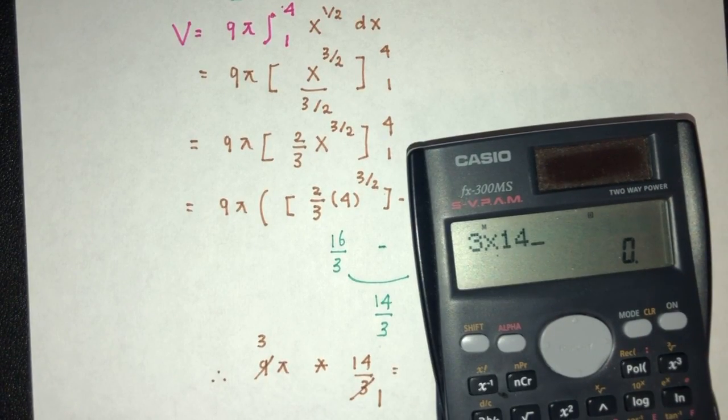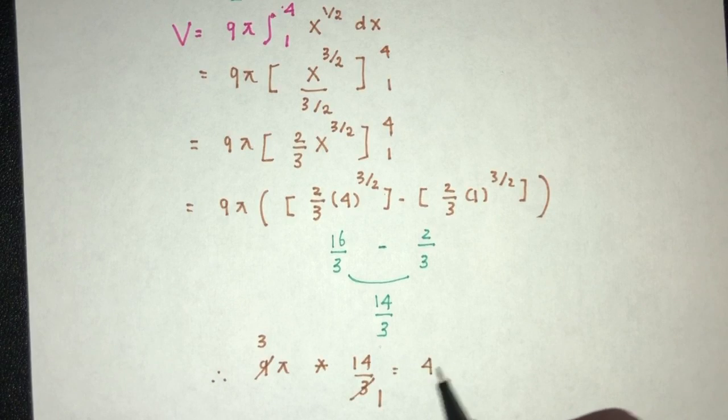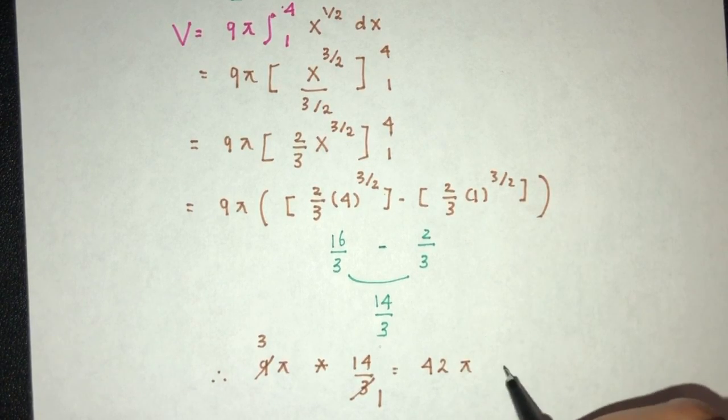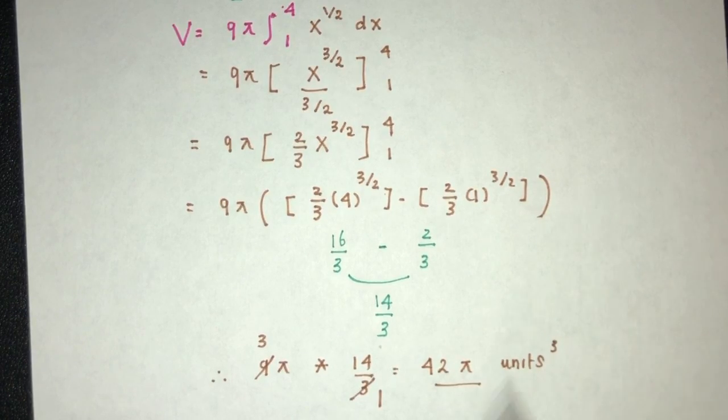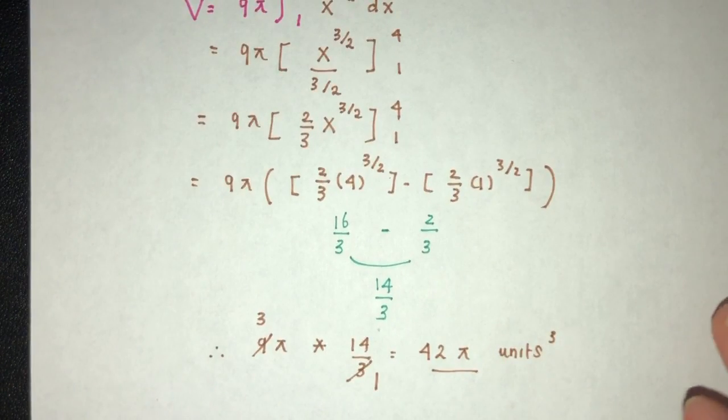So 3 times 14, that should be 42. So 42 pi for the volume of the solid. Of course, you have to write units cube for the volume. And now this is the question.